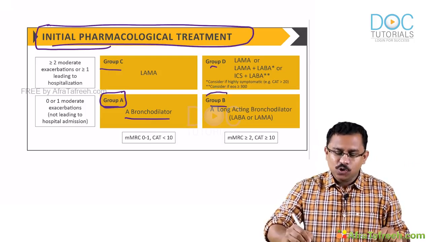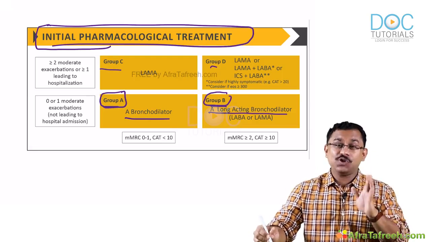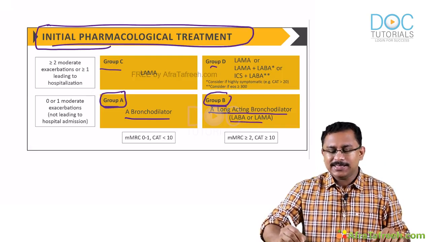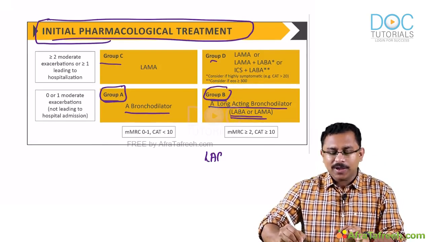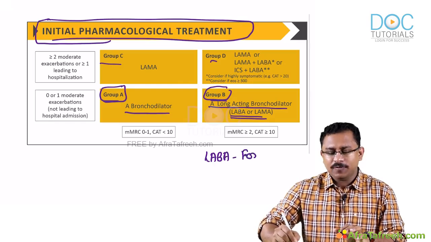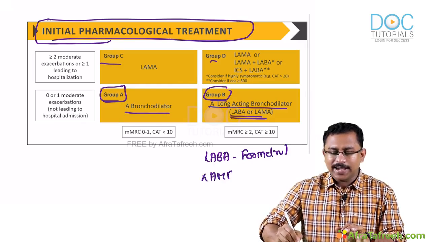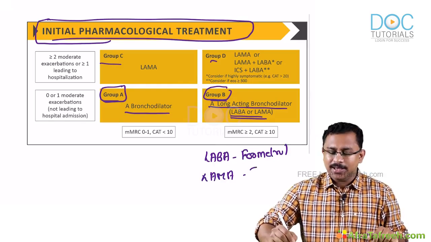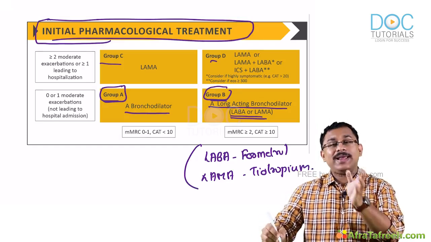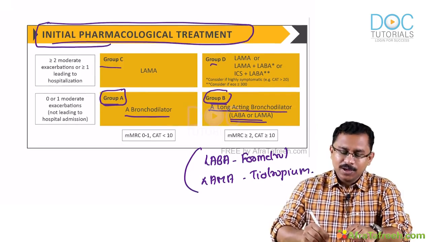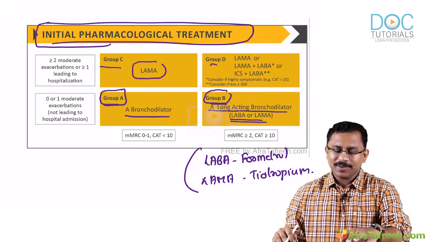Group B means you will go for a long-acting bronchodilator. It has to be long-acting. Okay, that is either a LABA or LAMA. So LABA is your long-acting beta agonist like your formoterol. Okay, and LAMA is your long-acting muscarinic antagonist like your tiotropium. Okay, so either you go for a LABA or LAMA there. Group C, it is LAMA.